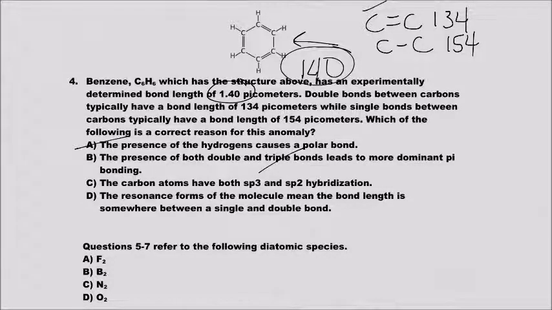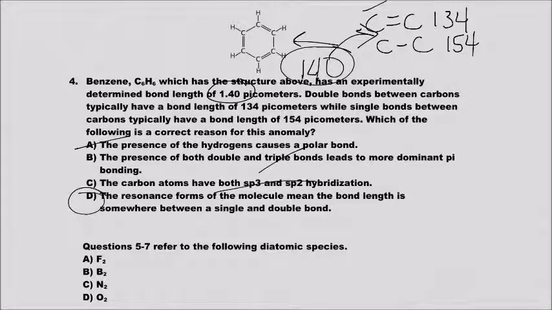The carbon atoms have both sp3 and sp2 hybridization. Well, if we look at each carbon, each has the same hybridization. If you notice, each carbon only has sp2. There's nothing here that would have a tetrahedral shape. So that can't be true. It must be D, and that's what you really need to think about, it's the resonance forms of the molecule. Because even though we draw it as alternating single and double bonds, it's an average of that. So that's why the bond length is intermediate between a single and a double bond.